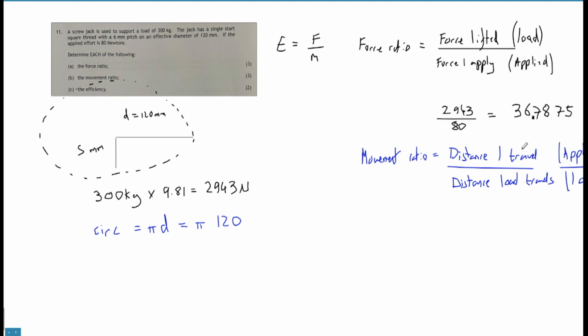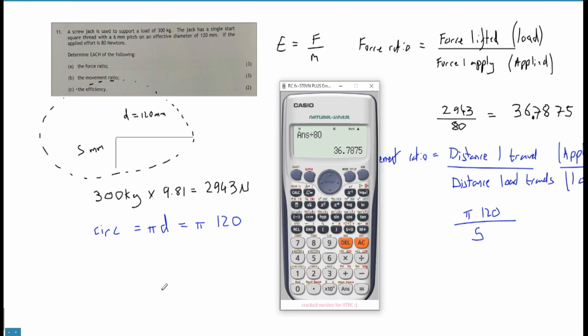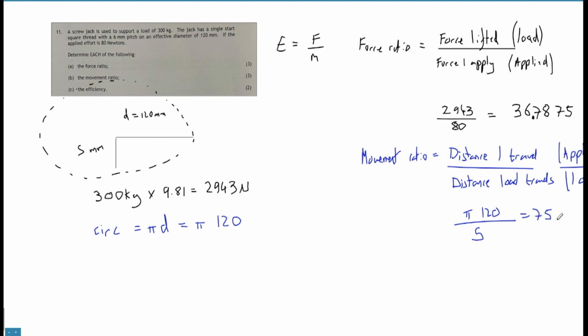Okay. So the distance I travel is going to be this 120. It's going to be pi times 120 mil. And then the distance the load travels is that 5 mil pitch. So we can type those in. We've got pi times by 120. And then divide that by 5. Again, the millimeters will cancel out because millimeters on top, millimeters on the bottom, they're gone. And we just get 75.39.